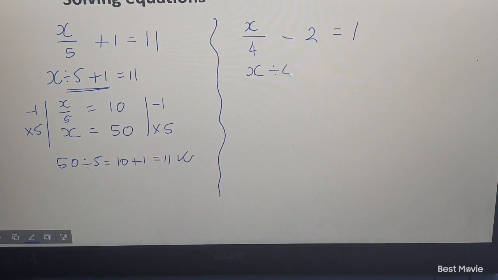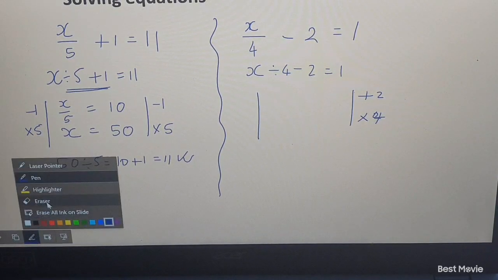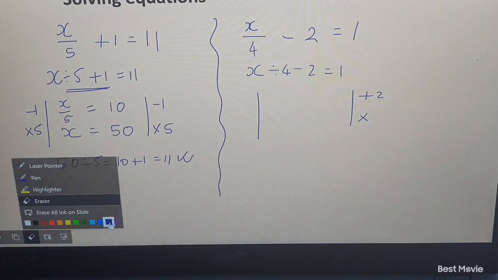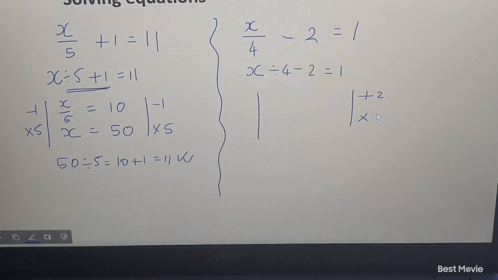So for the second one, x divided by 4, take away 2 is equal to 1. So the inverse operations will be add 2 and multiplied by 4. And you're doing that to both sides.